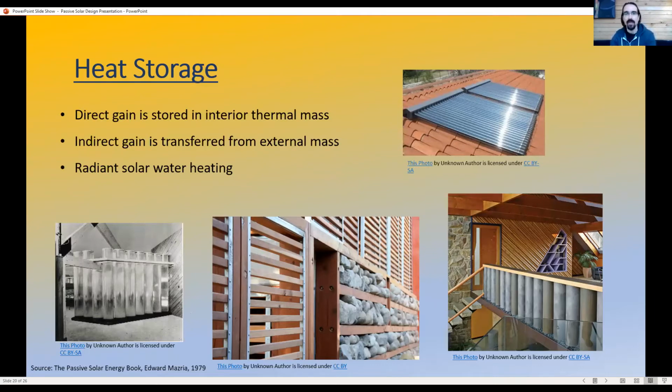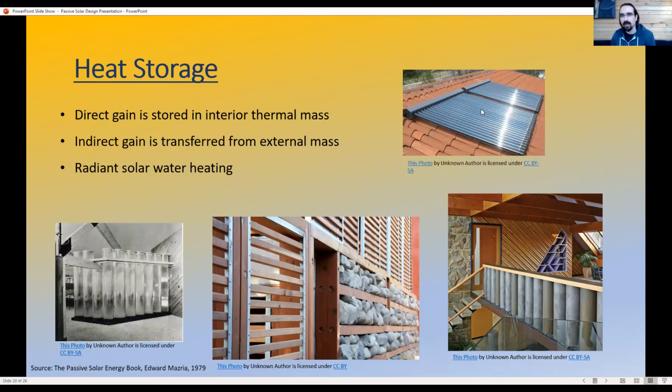There are a number of different types of heat storage. We talked about using water, masonry, or concrete for direct heat gain. You can see in these situations where sunlight is able to hit the water and heat it up, or it's able to hit the stones and heat the stones, able to hit the concrete, and that heat is absorbed in that material and then slowly radiated into the space. That indirect gain is transferred from an external mass and then moved into the house. And in a solar radiant water system, we have what is an evacuated tube system that has a liquid in these tubes. That liquid is heated, and then the hot liquid, the heat in the liquid, is transferred into the home.